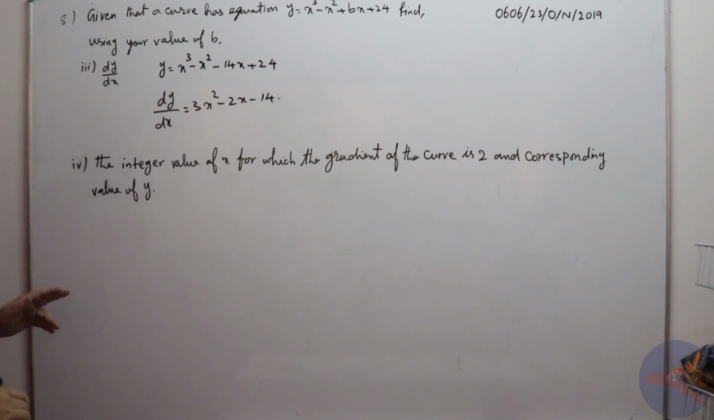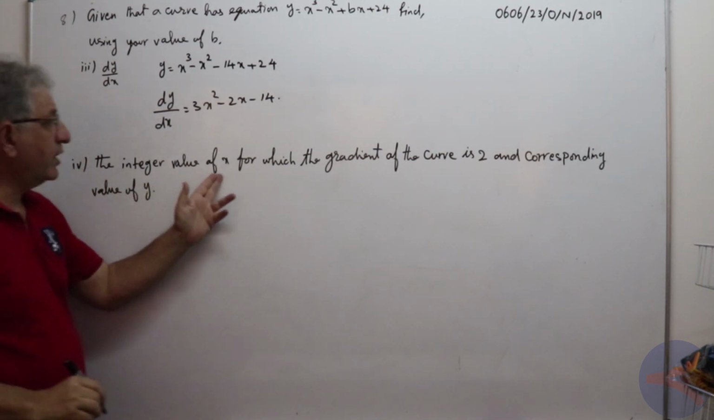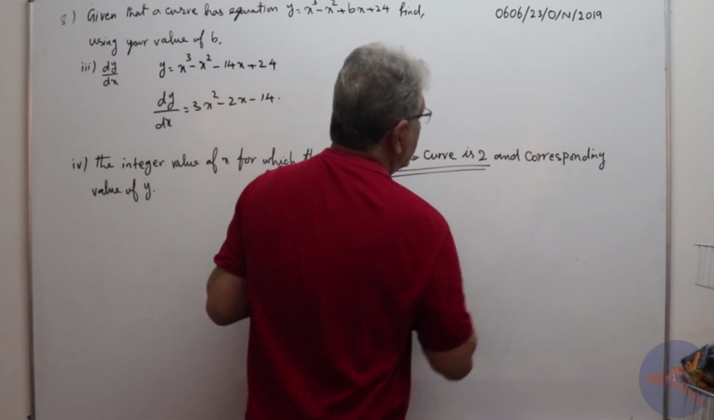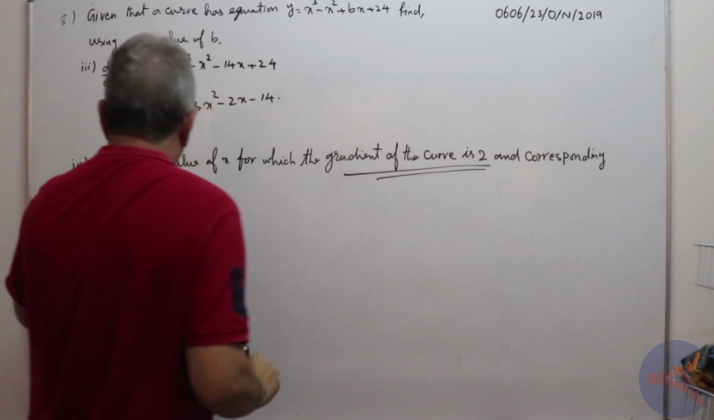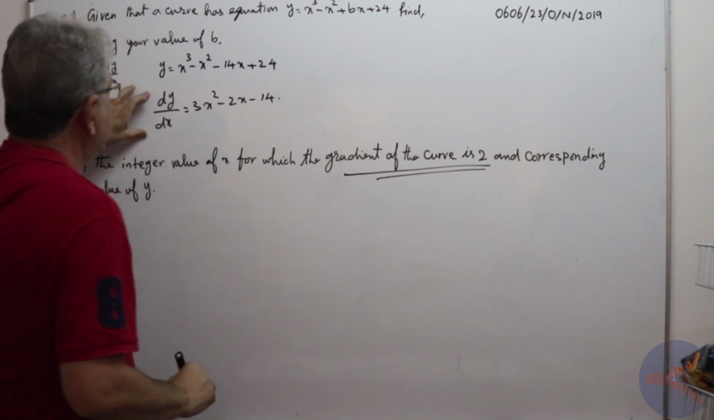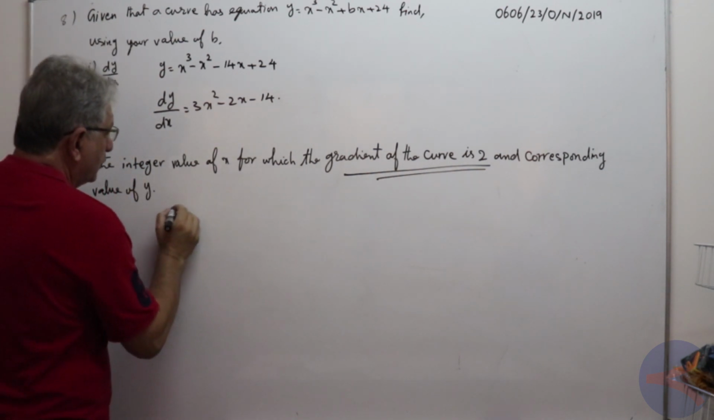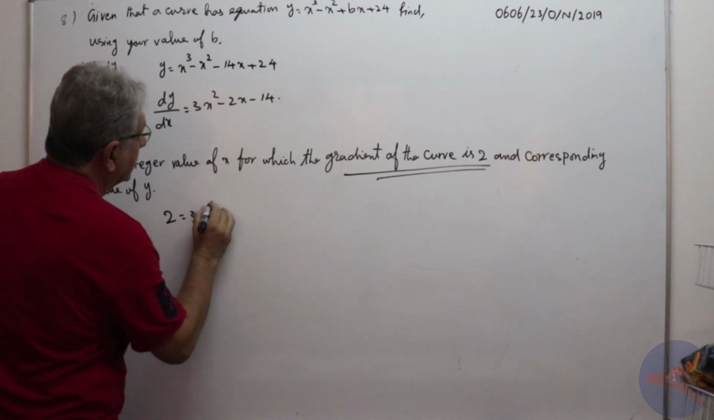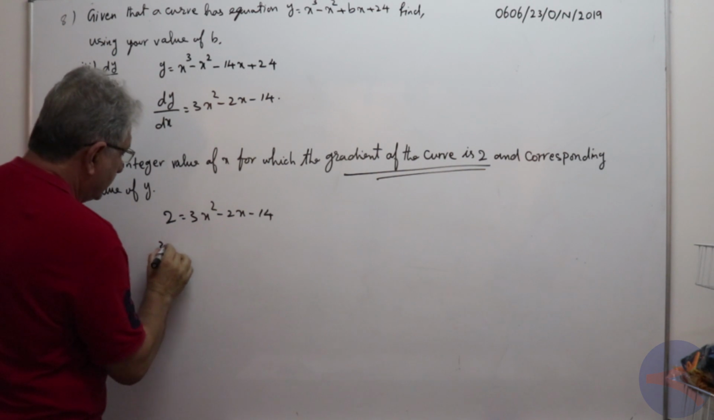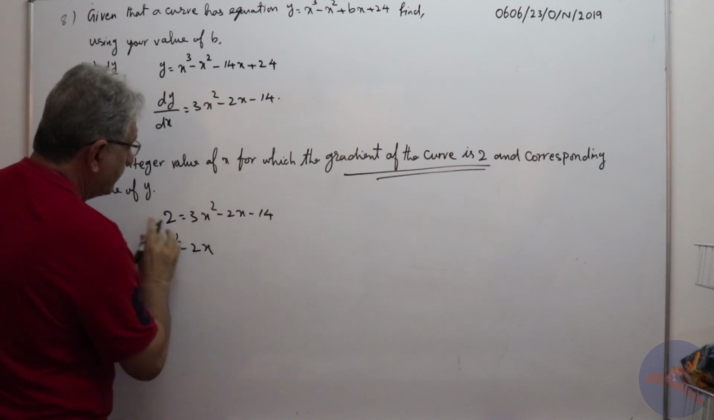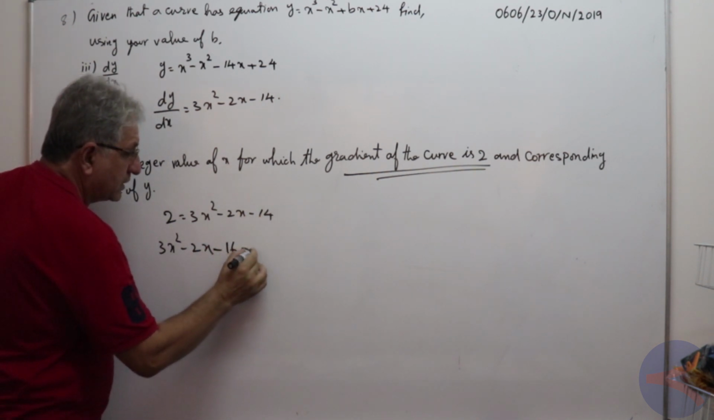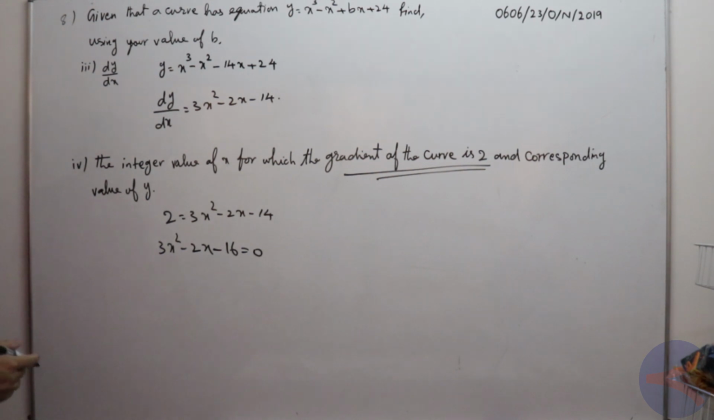Now, it says the integer value of x for which the gradient of the curve is 2. The corresponding value of y, forget about that for the time being. The gradient is 2 means dy by dx is 2. Therefore, we put 2 equal to 3x squared minus 2x minus 14. You take 2 to that side and it will be negative: minus 14 minus 2 is minus 16, so 3x squared minus 2x minus 16 equal to 0. Now you need to solve this equation.